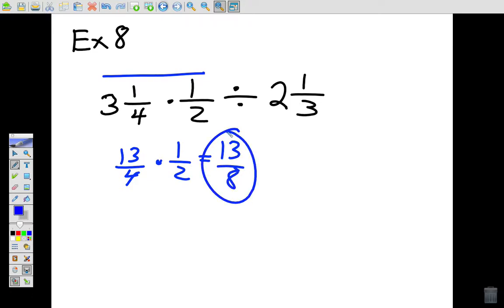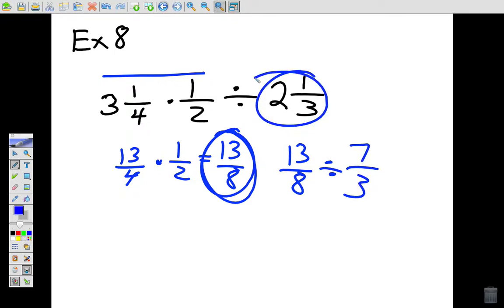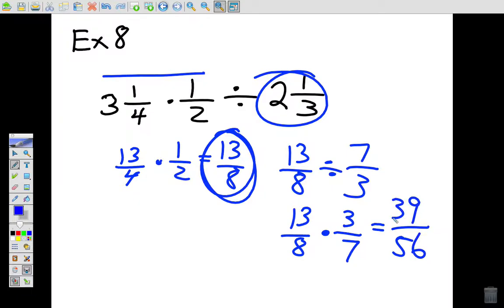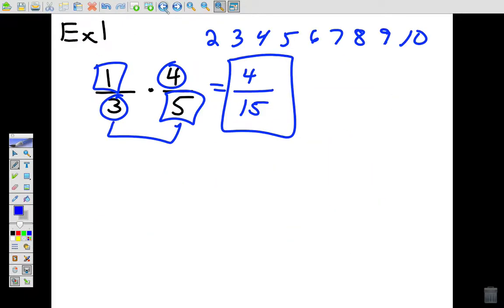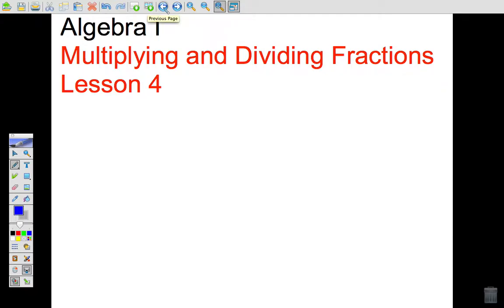Now, I'm going to leave that as 13/8 because how do you divide mixed numbers? Well, you change them to improper fractions. So this is already an improper fraction. So I'm going to take 13/8 divided by 7/3 because that's what that converts to, which is 13/8 times 3/7. And what do we get? Nothing I can cross-cancel. And let's see, 39/56. So, our topic was multiplying and dividing fractions, and it is part of lesson 4.